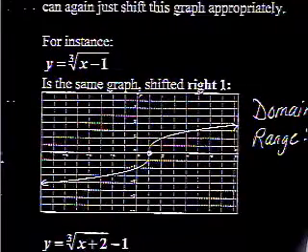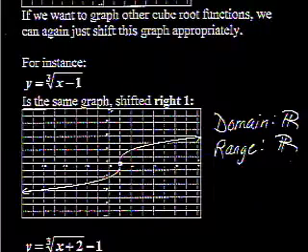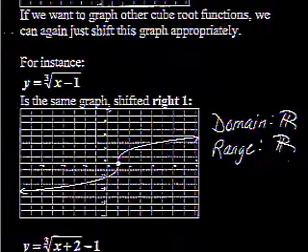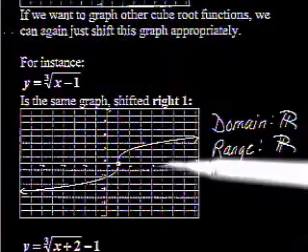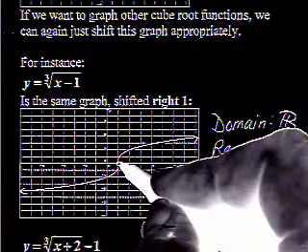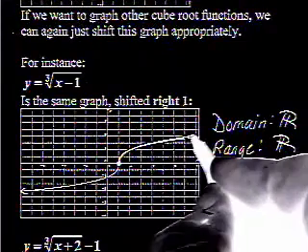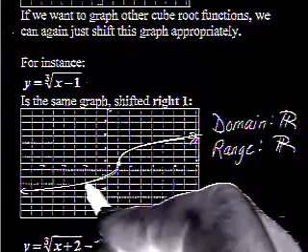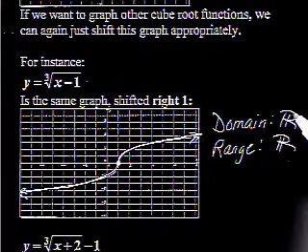We also do not need to worry so much about the exact points. I know we made a table in that first one, but we don't have to worry about the exact points. This shifts to the right 1 unit. So I pick up that starting point and I move it over here 1 unit to the right. And then you have part of it going up this way and part of it going down this way. Still, domain and range all reals.